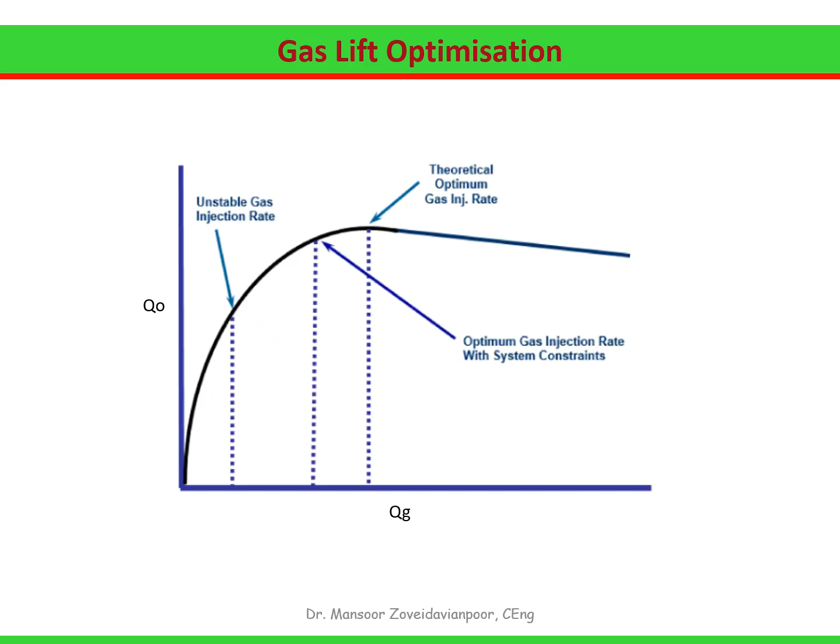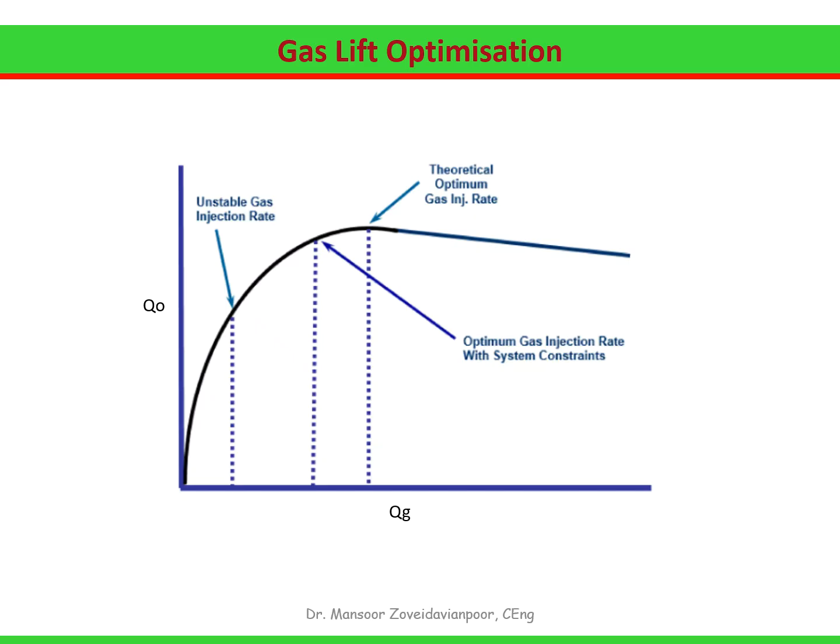However, this improvement does not continue forever. As gas injection keeps increasing, the tubing begins to carry larger gas volumes. Eventually, friction losses inside the tubing start increasing significantly. At that point, the benefit gained from reducing hydrostatic pressure becomes smaller than the penalty created by friction. This creates an optimum point on the curve.